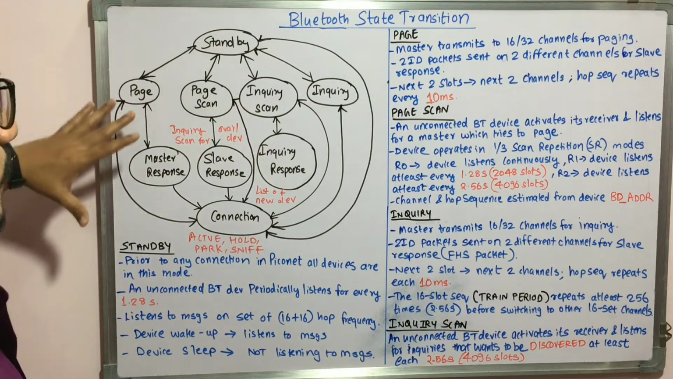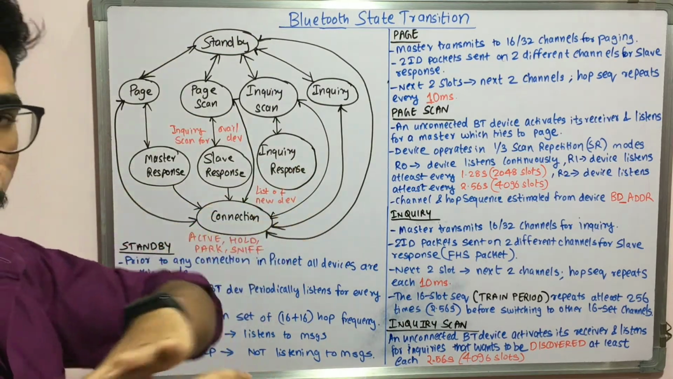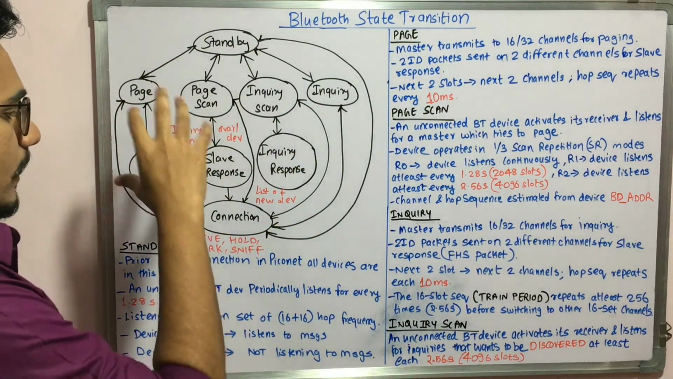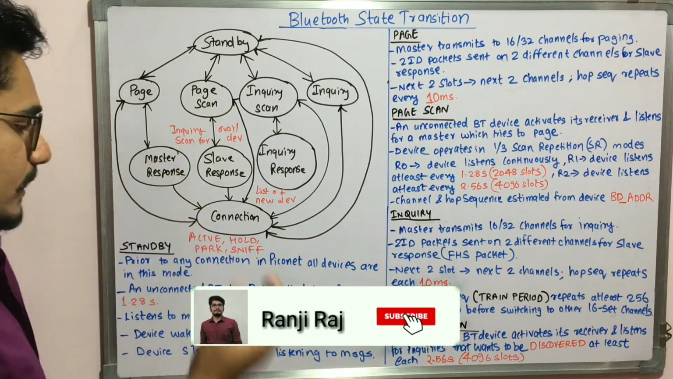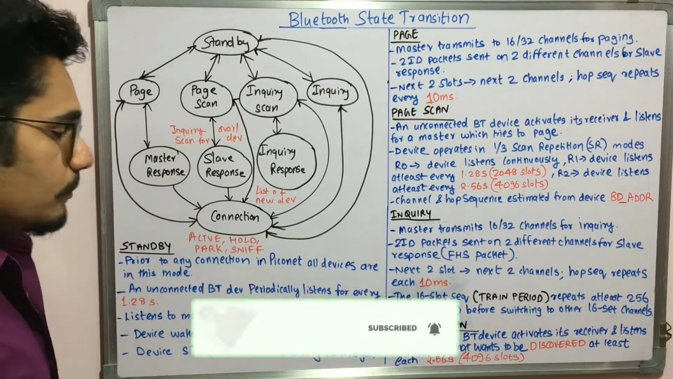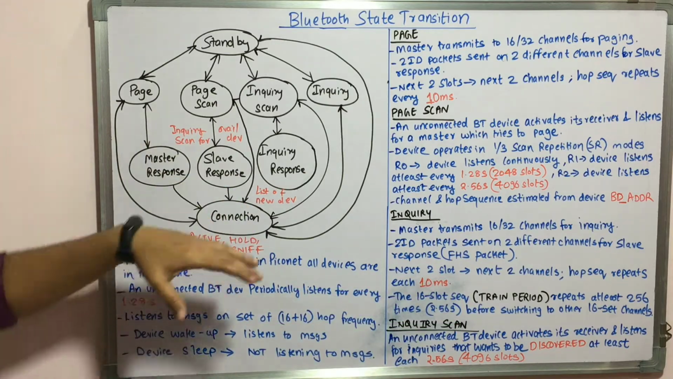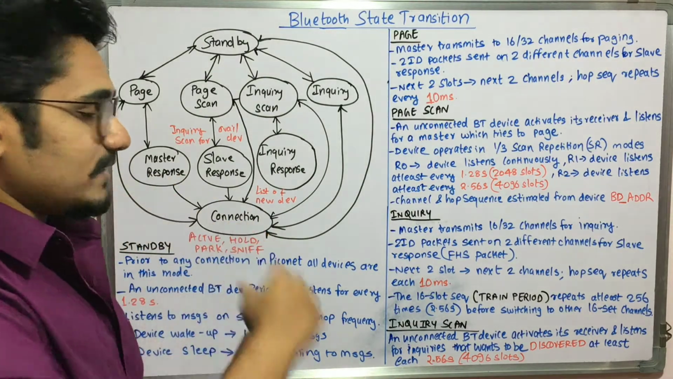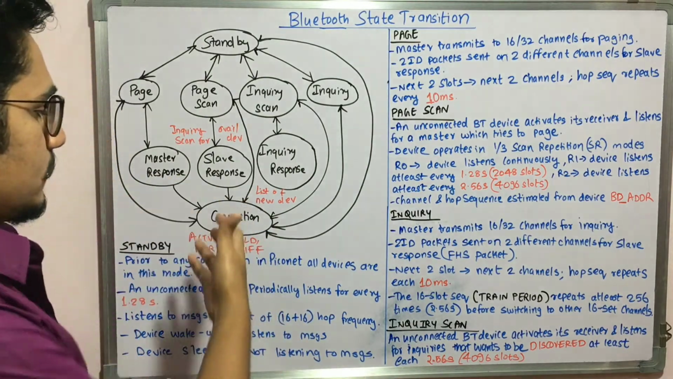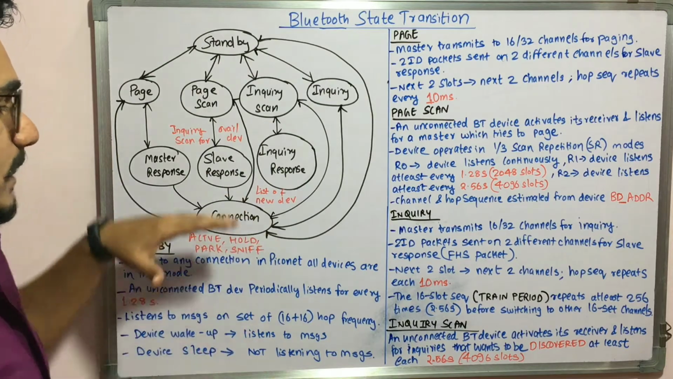Finally, after successful transmission, or after all the train periods are over, it goes to the connection mode. The connection state has basically 4 modes: active mode, hold mode, park mode, or sniff mode. These Bluetooth operation modes are covered in a separate video. I have explained them in the next video, so you can check that video to see what happens in connection mode.